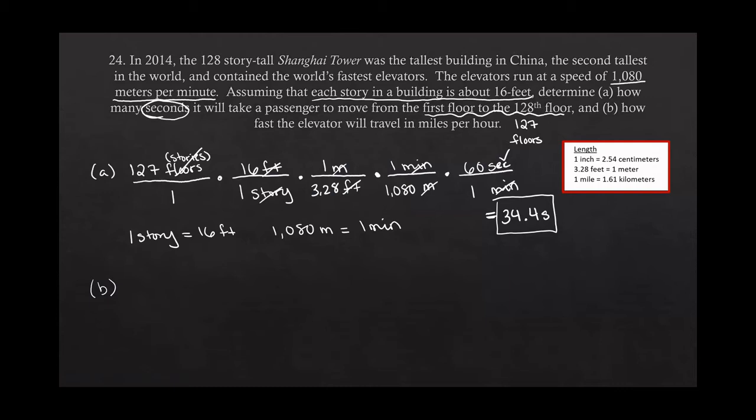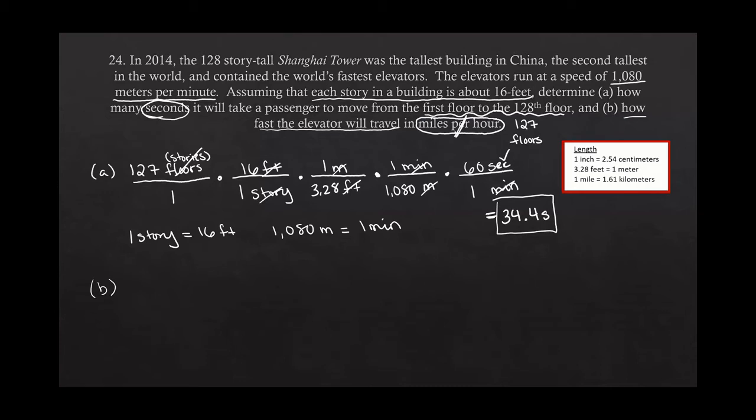All right, let's look at part B. We want to find how fast the elevator will travel in miles per hour. Okay, so if we're talking about how fast it travels, that's a speed, right? So something like miles per hour, feet per second, whatever. We want to end in miles per hour. Per, remember, is that fraction or equals? In this case, because it's what we're ending for, we're going to treat it like a fraction. We want miles in the top, hours in the bottom.